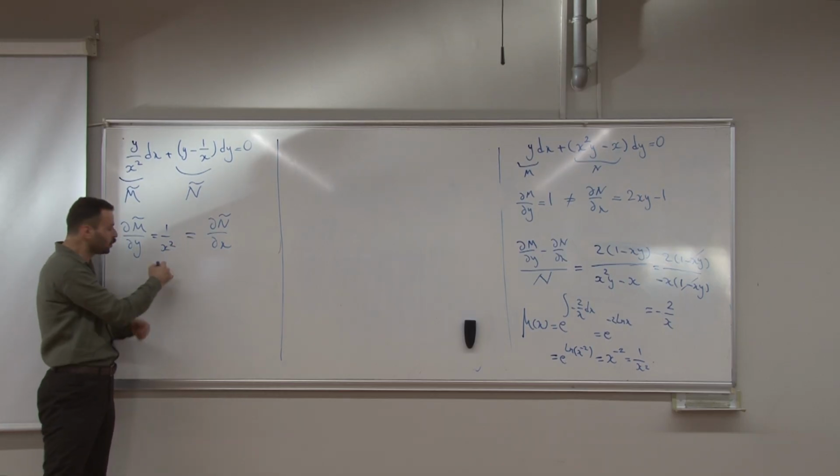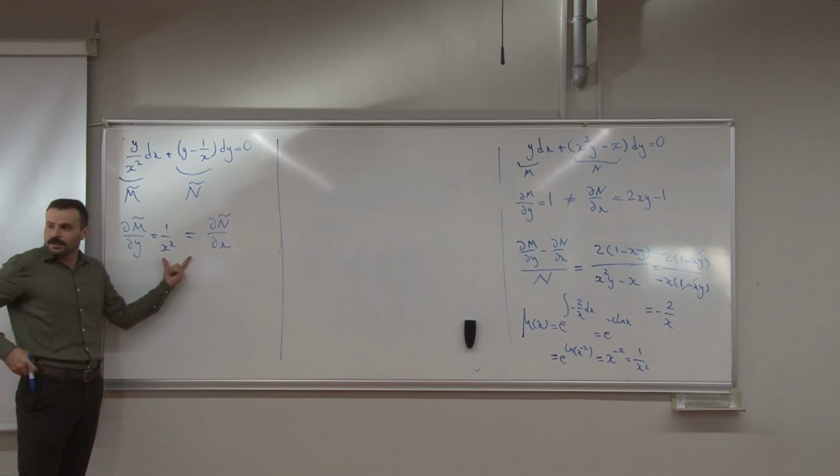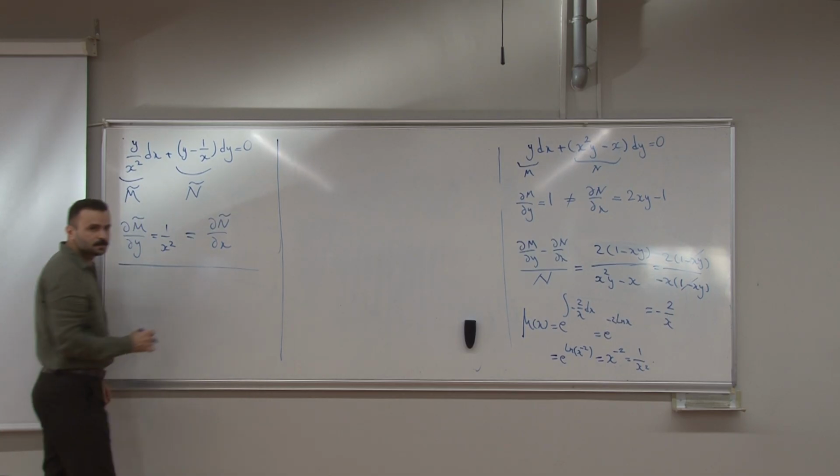So it is 1 over x to the power of 2. Okay? And this equality is satisfied. It means that this is an exact equation. So how can we solve it?